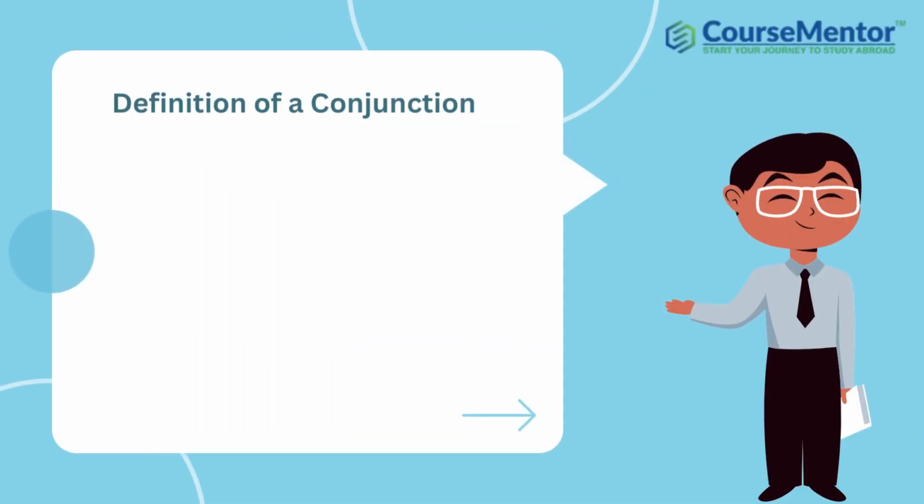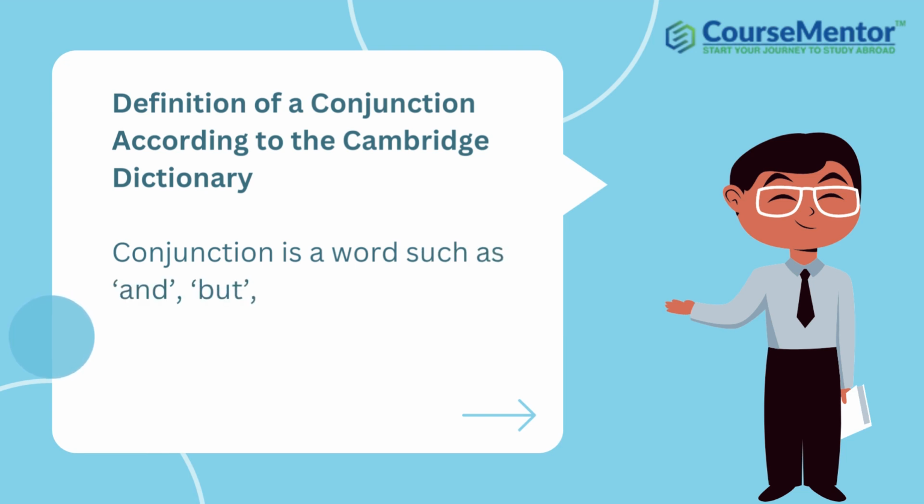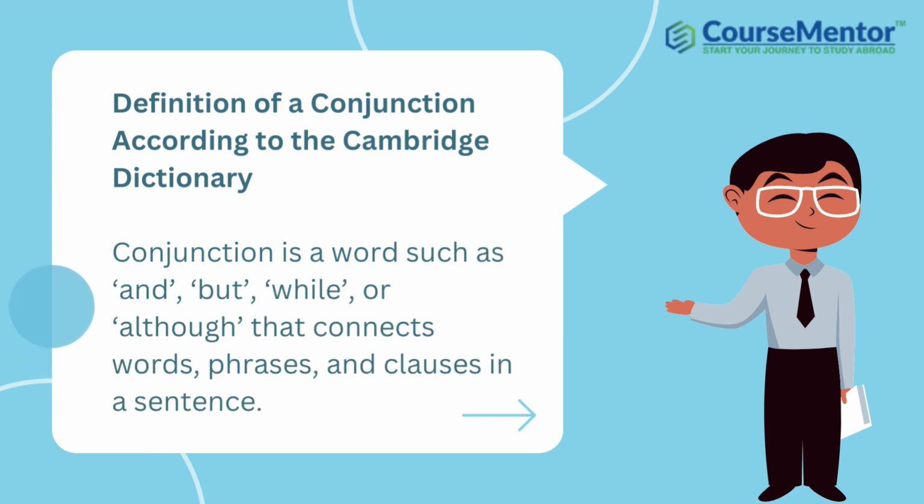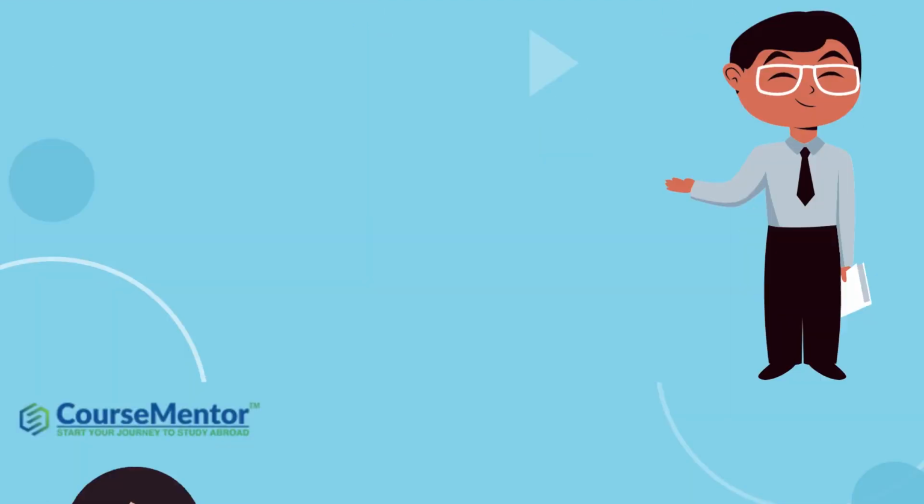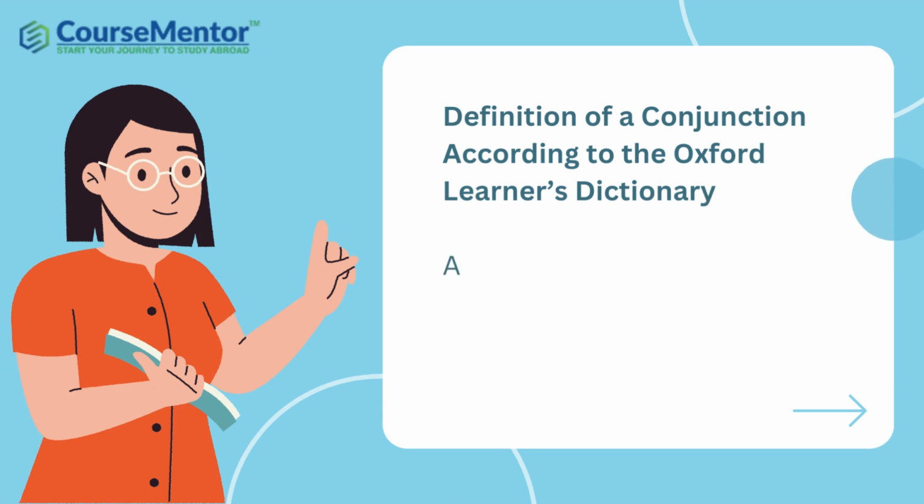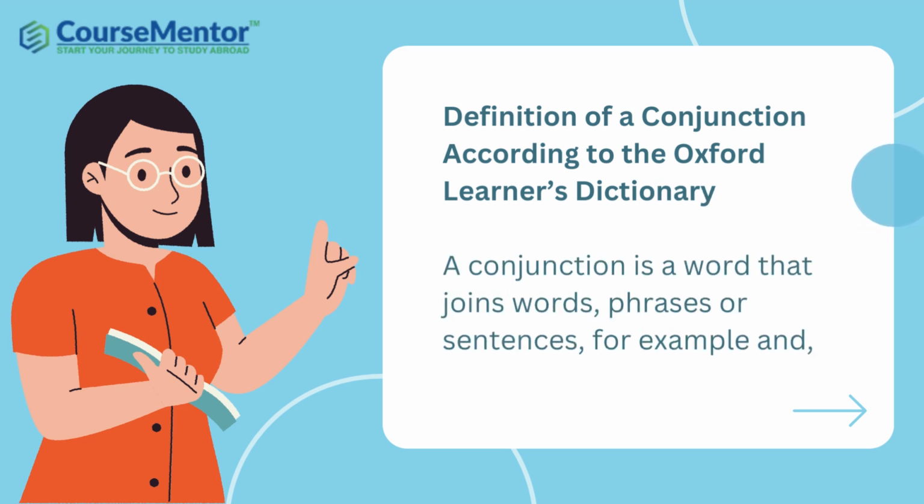Definition of a conjunction according to the Cambridge Dictionary. Conjunction is a word such as and, but, while, or although that connects words, phrases, and clauses in a sentence. Definition of a conjunction according to the Oxford Learner's Dictionary. A conjunction is a word that joins words, phrases or sentences, for example and, but or so.